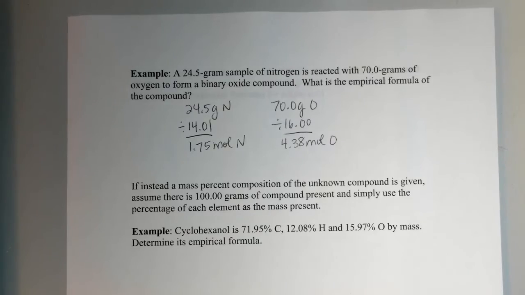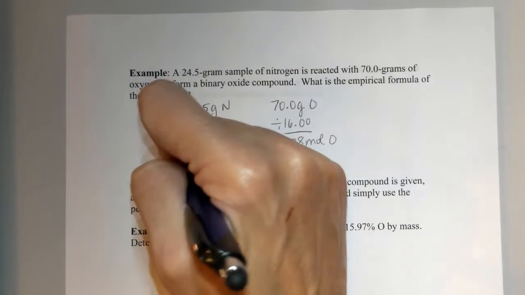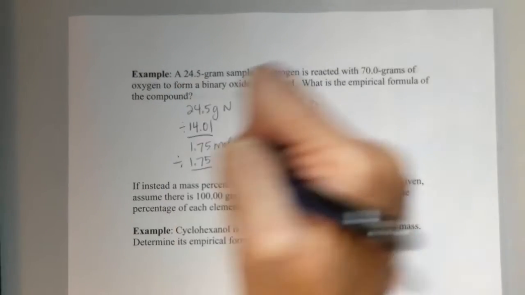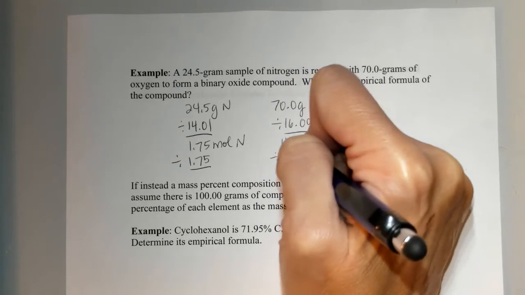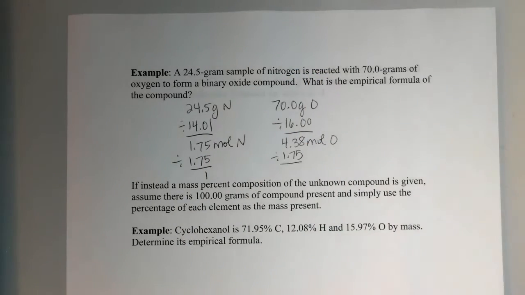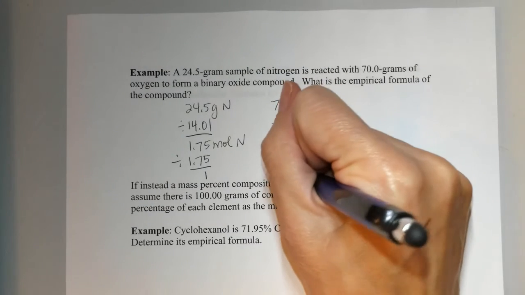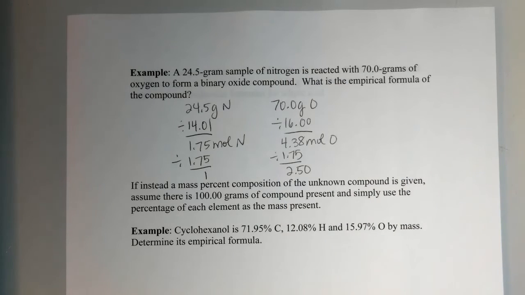All right, at this point, we want to simplify. We divide by the smallest. In this case, the 1.75 for the nitrogen is the smaller. So when I take 4.38 for oxygen, divide by 1.75, I get 2.5. All right, so what I found here, based on my mass of nitrogen and mass of oxygen, is that for every 1 nitrogen, I have 2.5 oxygens.